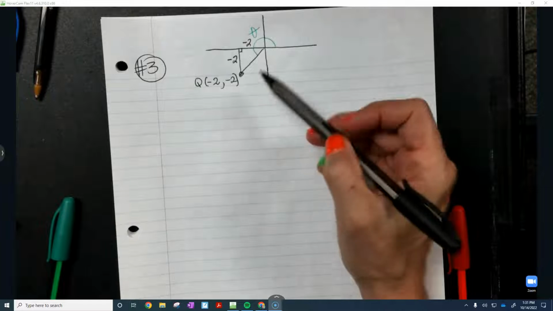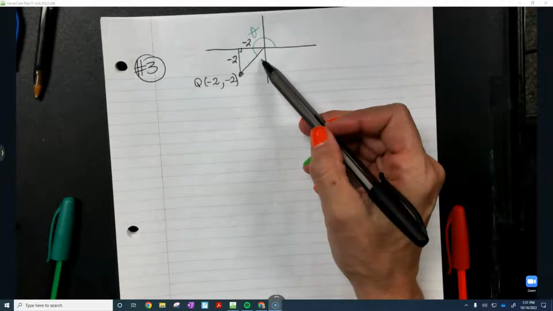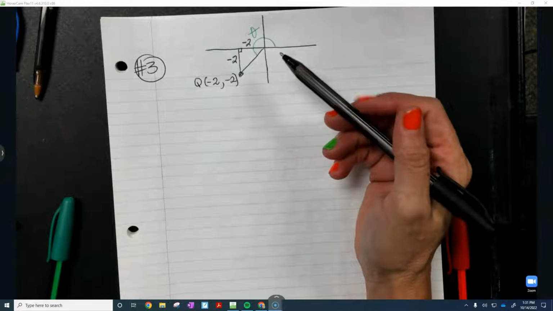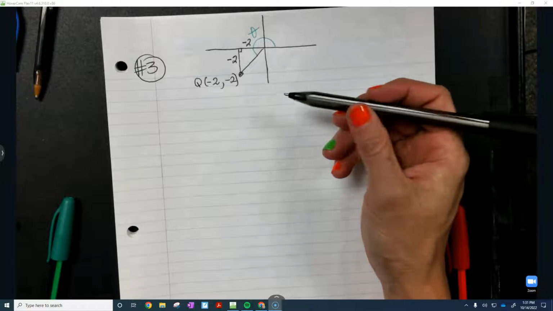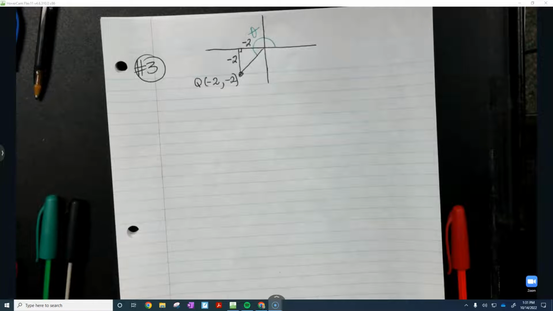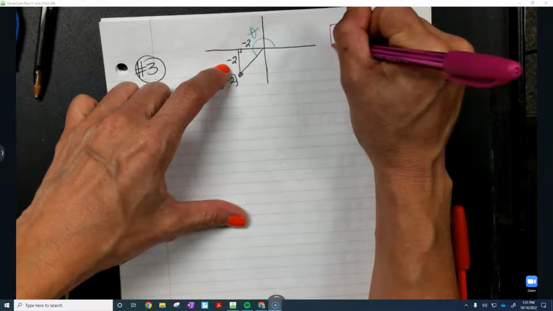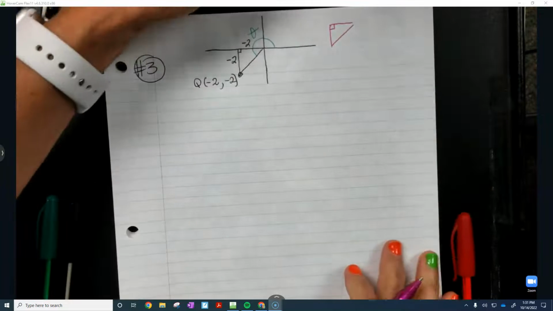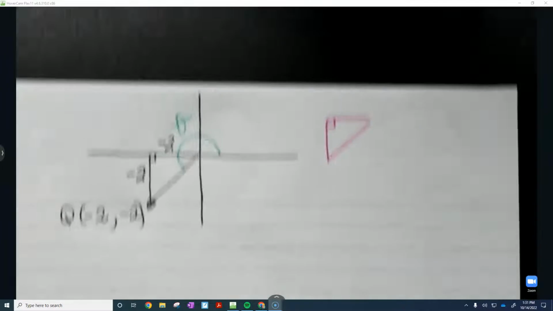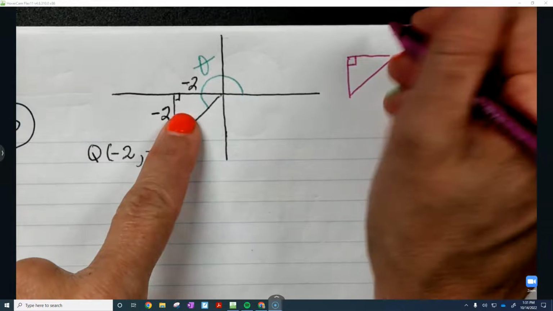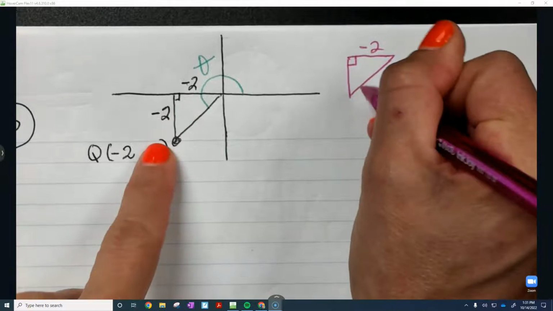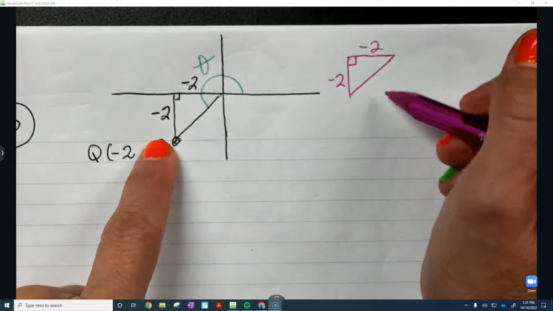But what you're missing is your radius, which is a hypotenuse, which you're going to have to use your ABCs to figure out. All right, guys, so over here, I'm just going to redraw. I'm going to separate that right triangle. All right, remember this was a -2 right here. This was a -2. I need this value.